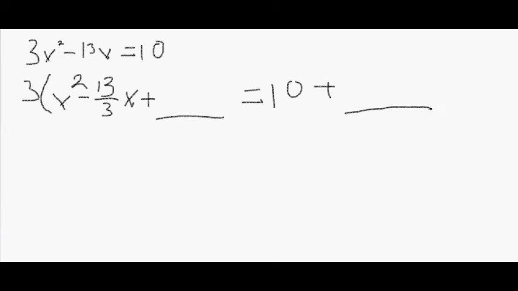Plus, that number equals 10 plus that number. So we have to multiply by 2, or squared like how we did the other one. So 13 squared is 169.